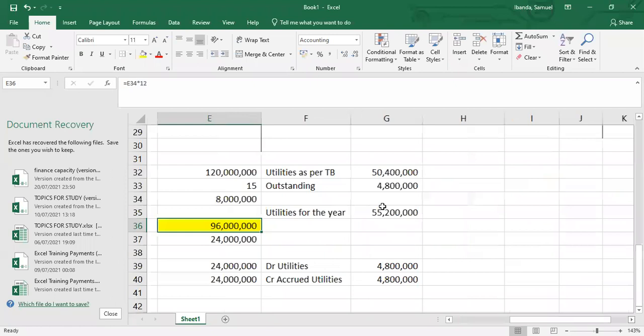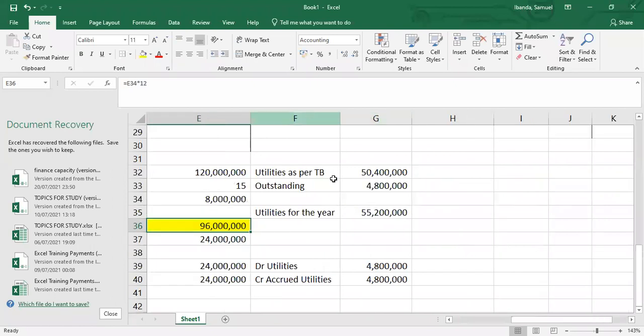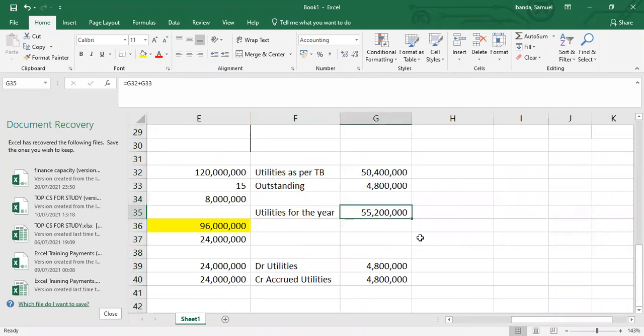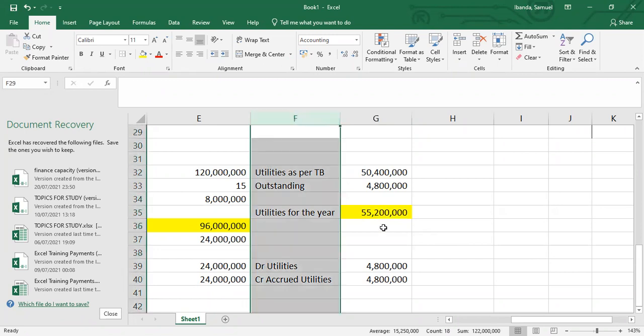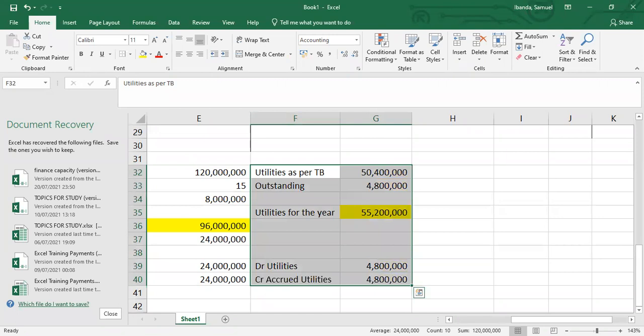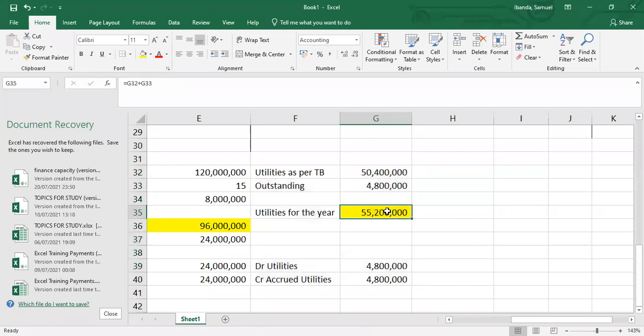Then if I'm recording for utilities, I'll definitely record 55,200,000. You get it. So I don't need to draw up T accounts. I don't need to draw up an adjusted cash trial balance. Once I've understood the concept, I can just be able. The examiner will just come and mark this working and also mark this other working as well.